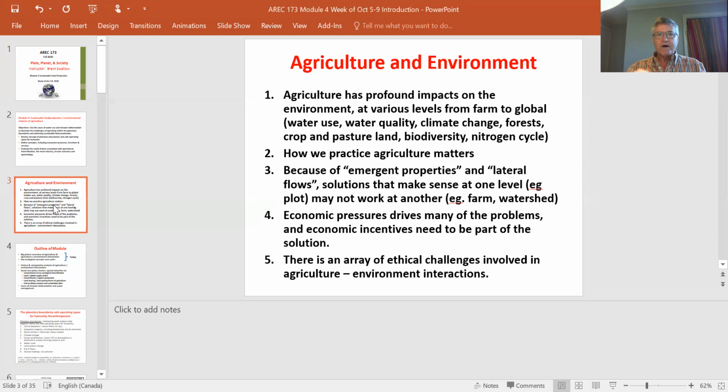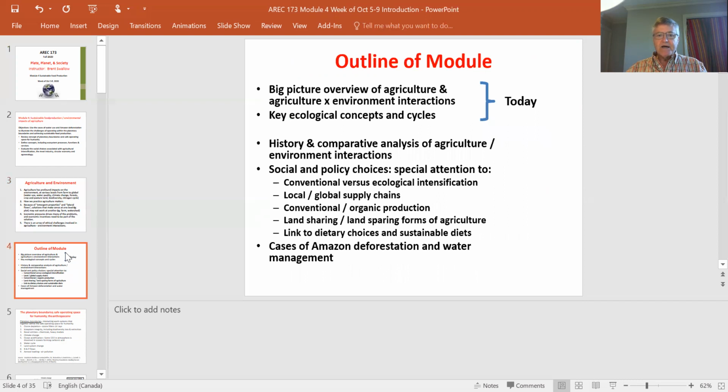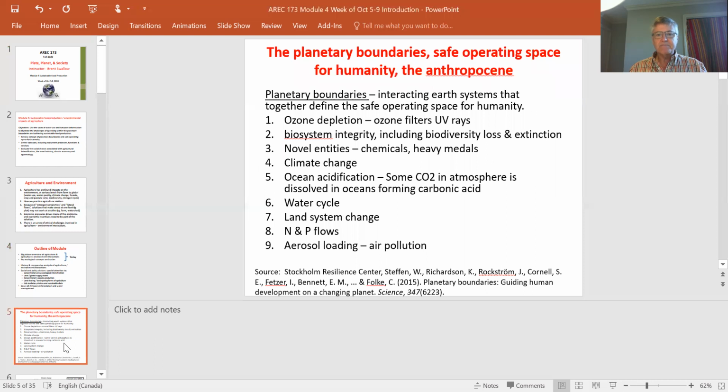Finally, while there are economic dimensions to these problems, there are also ethical dimensions and ethical challenges involved. So we'll be thinking back as we go through this to some of the earlier discussion we had about ethics. The outline for today's lecture, set of many lectures, is this big picture overview and key ecological concepts. Then in the future, we're going to pay more attention to particular choices that are made and the case studies from Amazon deforestation and water management.